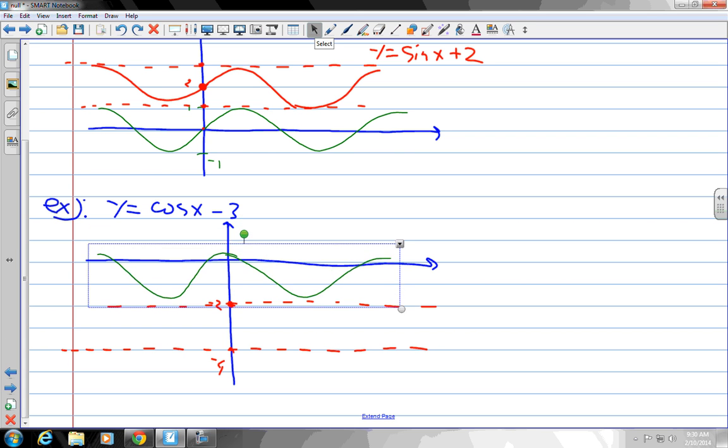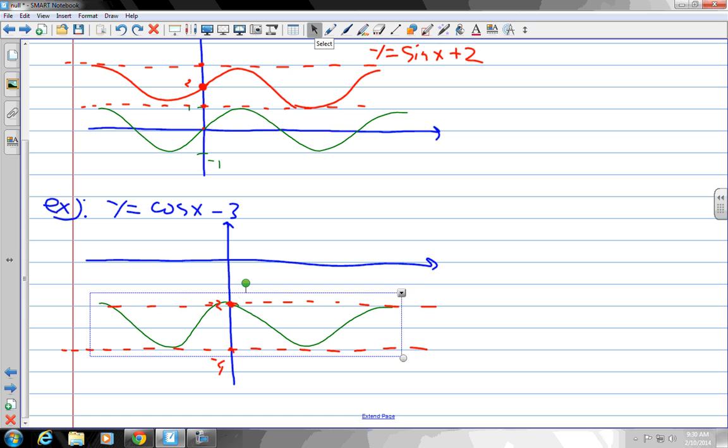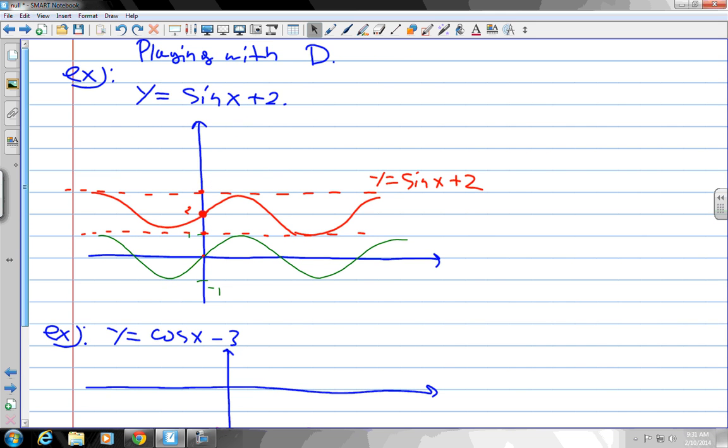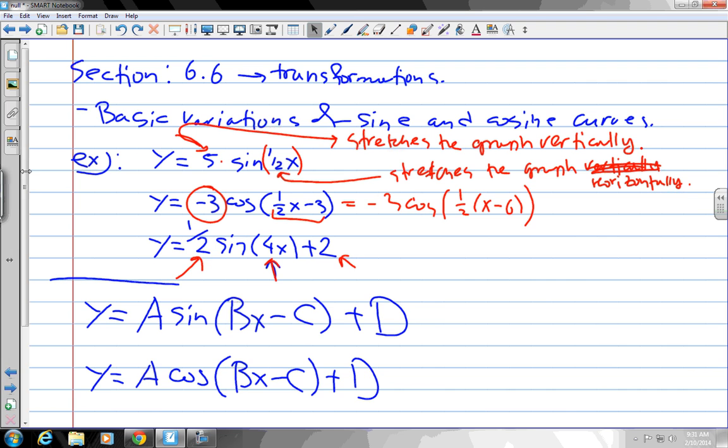Well, actually, it won't work. Oh, it will work. So I can just drop it down there. So there we go. Okay, so this is the cosine x minus 3. So that's the easy part. This is the easiest one to play with if you add a constant to the outside.